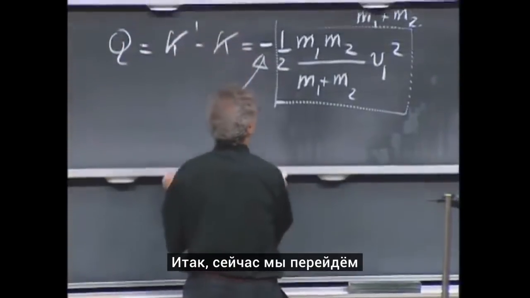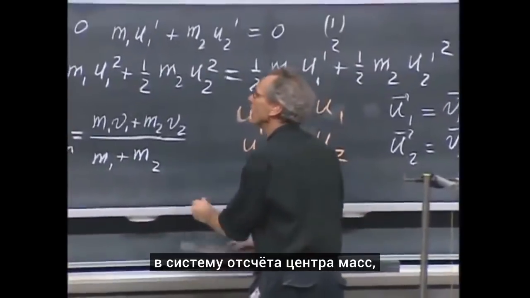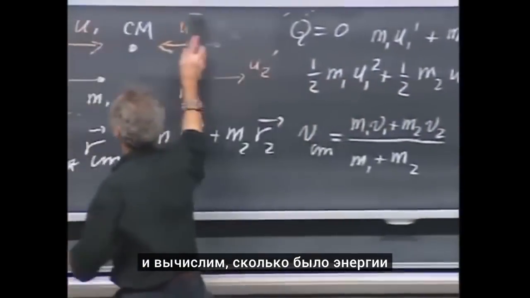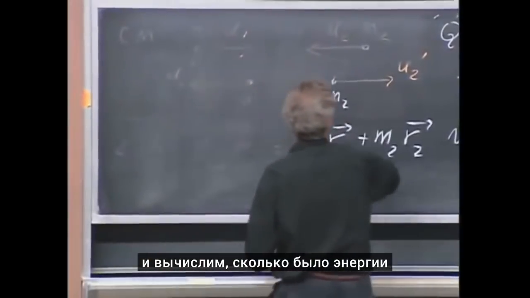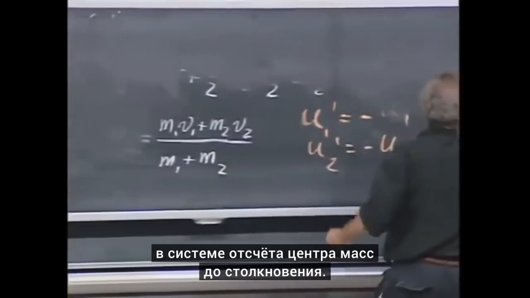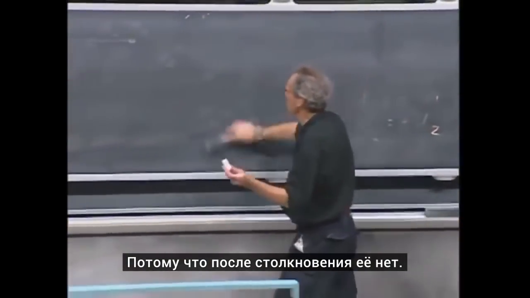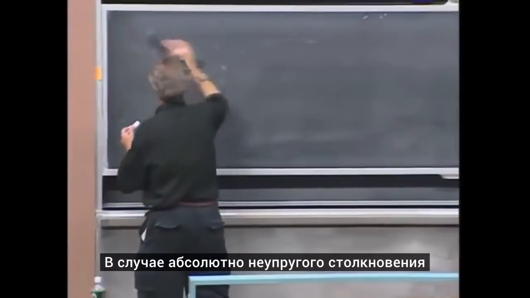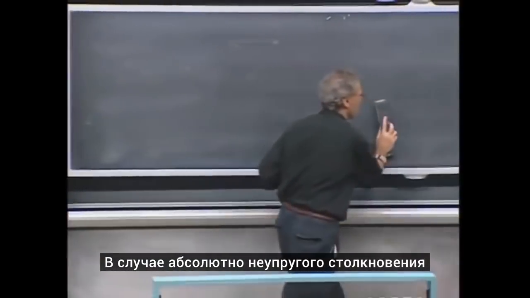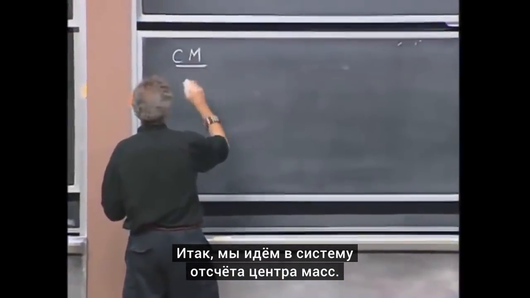And so I'm going to transfer you to the center of mass frame. And then we will calculate how much energy there was in the center of mass frame before the collision, because after the collision there is nothing. There is zero in case of a completely inelastic collision. There is no kinetic energy left in the center of mass frame. So we go to the center of mass frame.